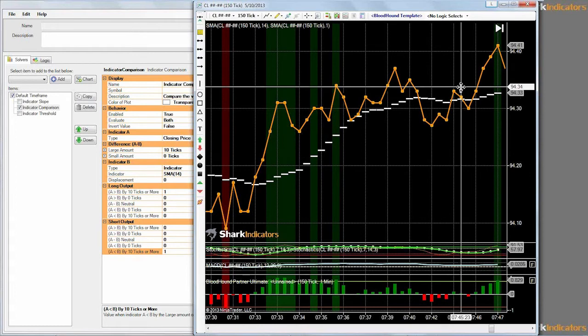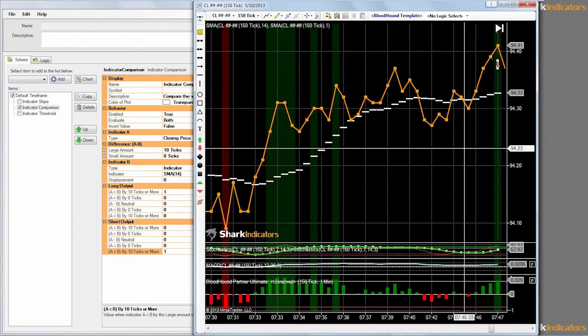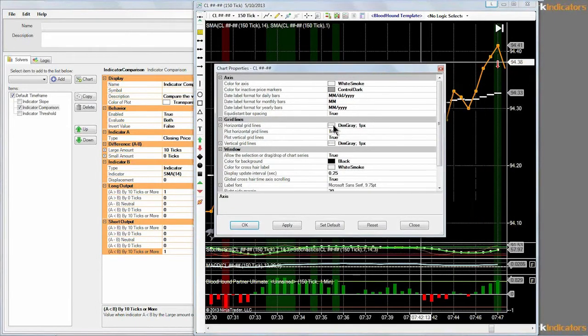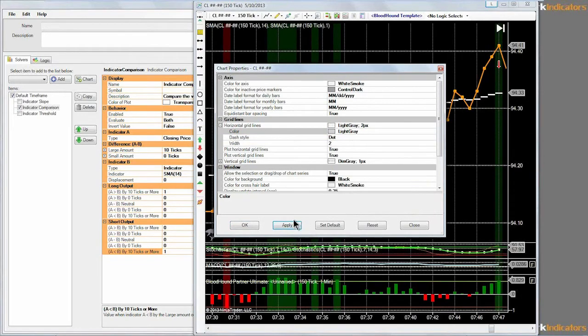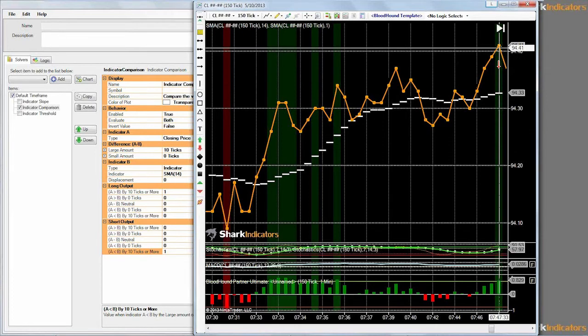All right, so let's use this bar as an example. The grid on my chart, I should probably increase the grid so you guys can see it a little bit. Horizontal, 2. There we go. So the grid is spaced 10 ticks apart, which helps us compare the relationships visually here.